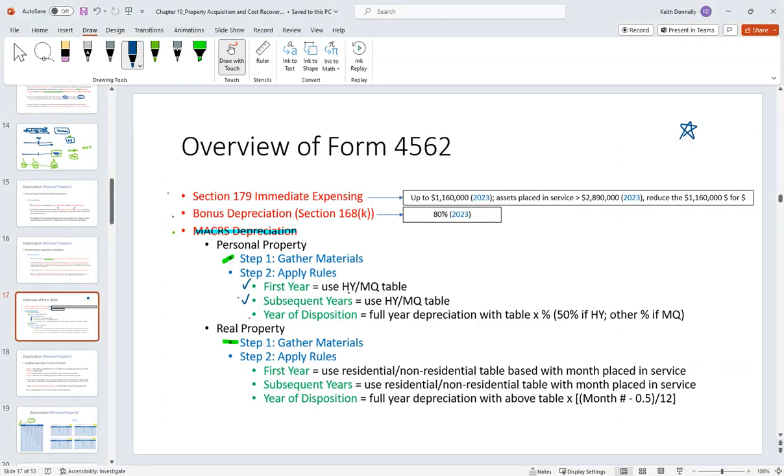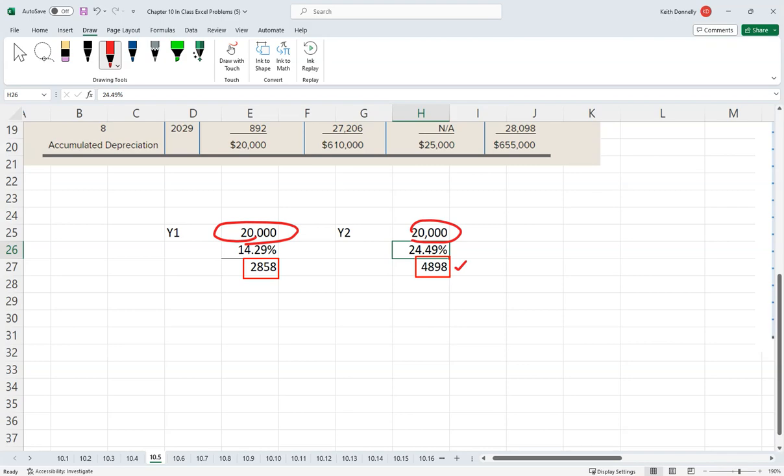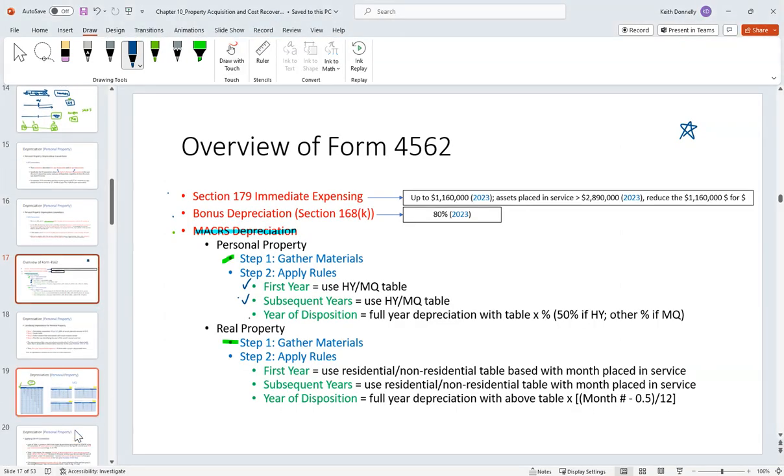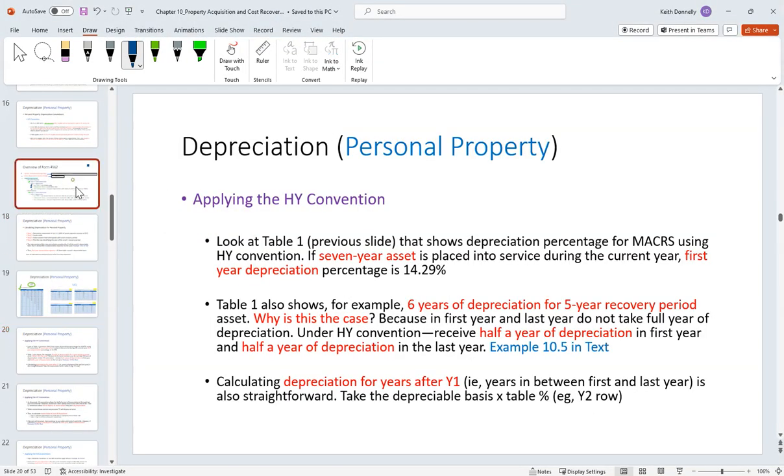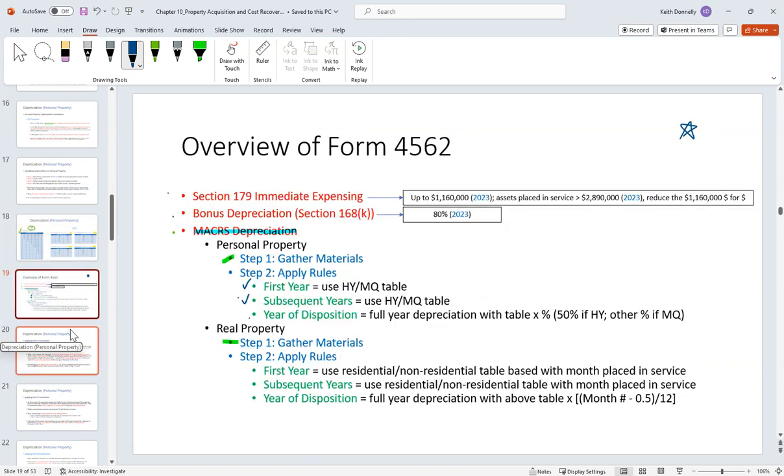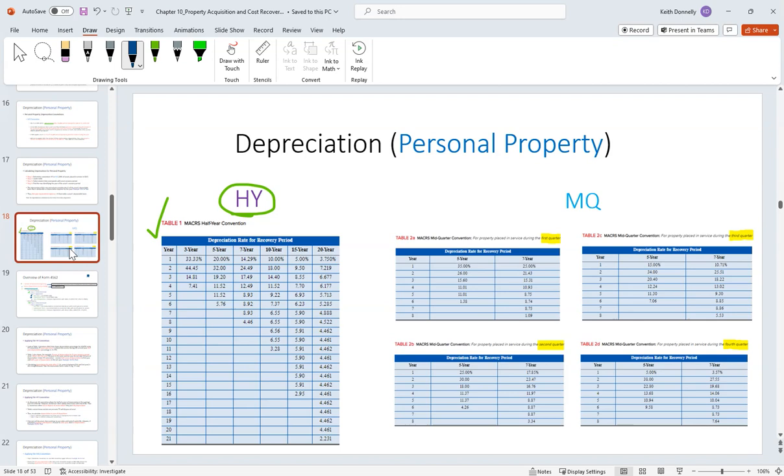So we talked about first year: use the table, 20 grand times 14.29%. Second year: use the table, 20 grand times the percentage. How do we figure out our depreciation in the year of sale? One of the first things to be aware of in the year of sale is what convention we're using, meaning is it half year or mid-quarter.